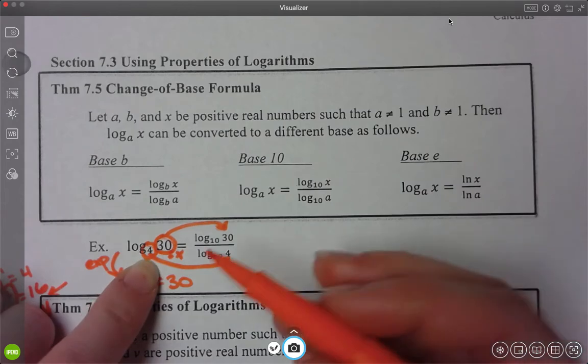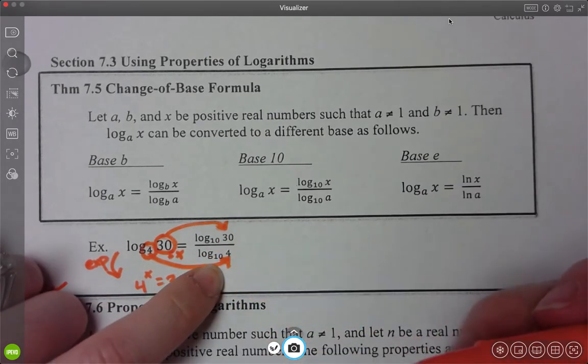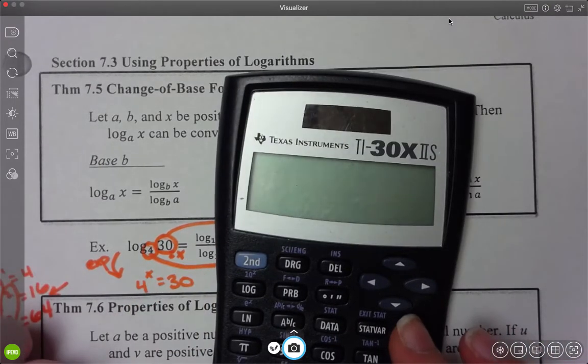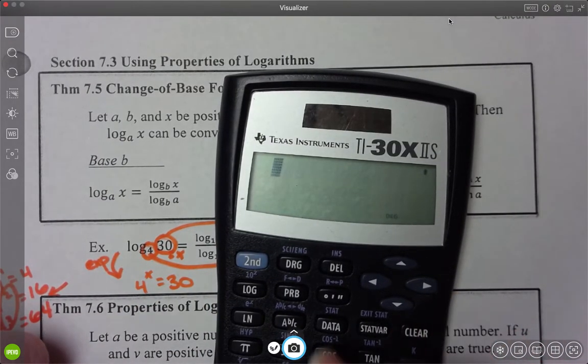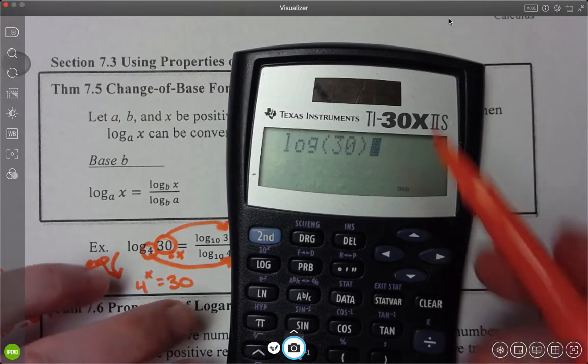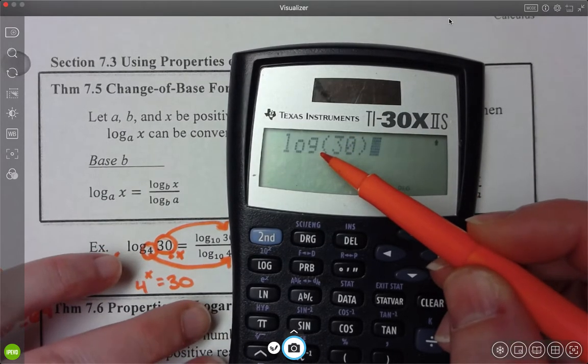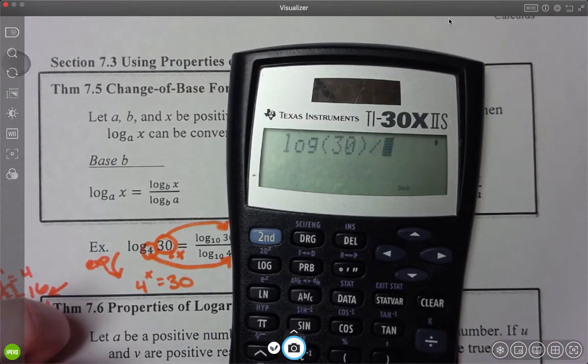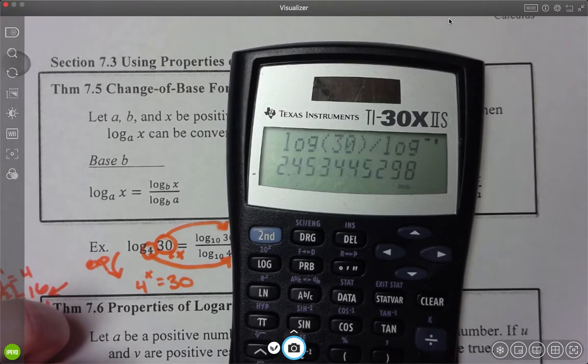So I just do log base 10 of 30 over log base 10 of 4, and I will get an answer. Typing that into my calculator, I have a dumb calculator, so I'll do log of 30, and make sure you close your parentheses, otherwise it will screw everything up. Notice that there's no number here, but we already talked about how that number is 10 if there's no number. So I do log base 10 of 30 divided by log base 10 of 4, and that gives me 2.45.